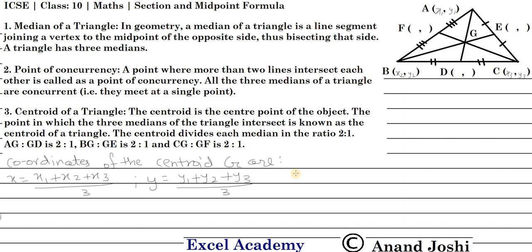It's very easy. So the letter G, by the way, is reserved for the centroid of a triangle. It can be written as ((x1 + x2 + x3)/3, (y1 + y2 + y3)/3). So these are the coordinates of the centroid of a triangle. This is possible only when the coordinates of all the vertices are given.